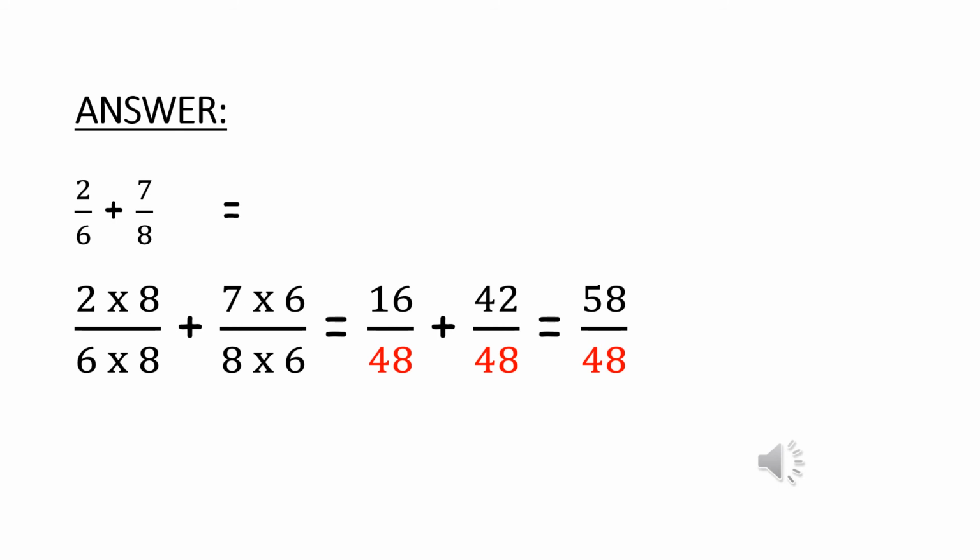So let's now have a look at the next fraction. We are going to multiply them by 6. If you look on your left hand side, you can see the denominator is a 6. So 7 times 6 and 8 times 6. Let's transform these into new sets of fractions. So 16 over 48 and 42 over 48.